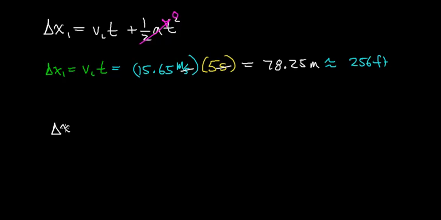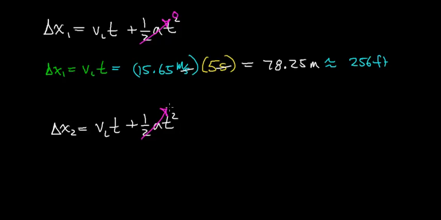Next, we're going to calculate the distance that you travel before your brain has a chance to physically respond to the stimulus of the car or object running out in front of your car. And in this case, we call this delta x2. And in this case, this is going to be the initial velocity at that point times the time plus 1/2 the acceleration times the time squared.